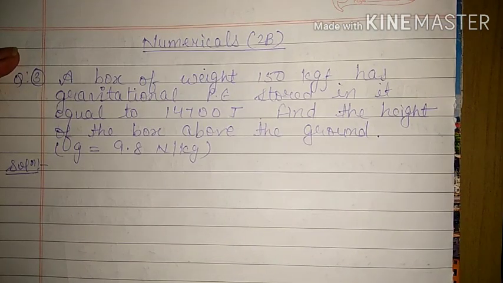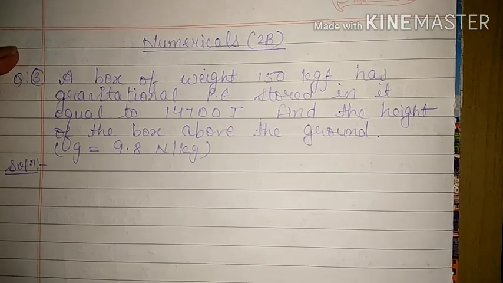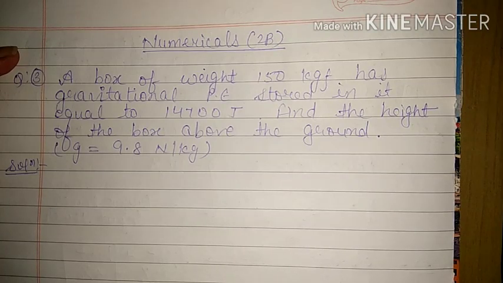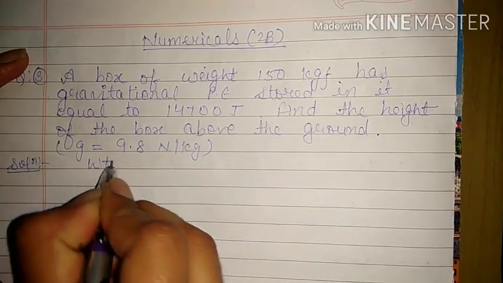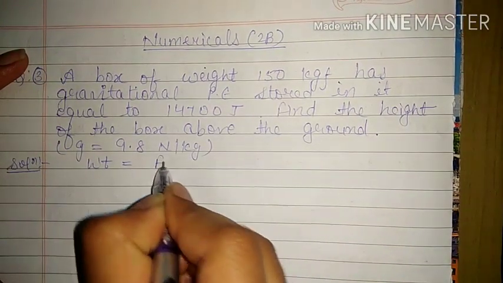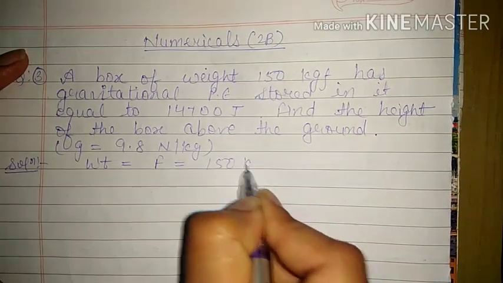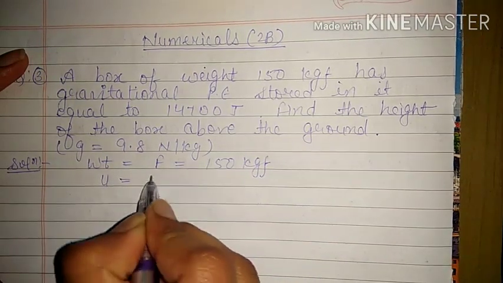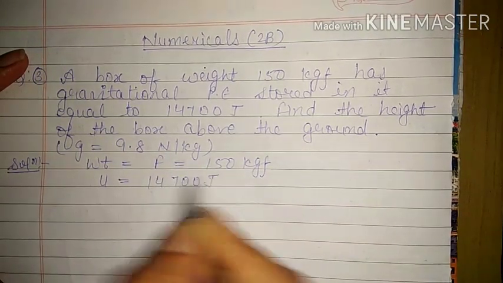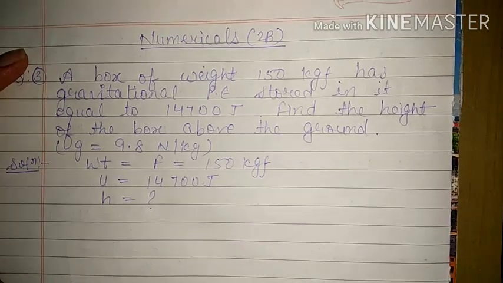Our next question is question number 3 from exercise 2B. A box of weight 150 kilogram force has gravitational potential energy stored in it equal to 14,700 joule. Find the height of the box above the ground, and small g is given as 9.8 Newton per kilogram. So here what is given? First of all, weight is given, and we know that weight is force, so that is equal to 150 kilogram force. And then the potential energy, that is U, is given, that is 14,700 joule, and we have to find out H. This is our question.